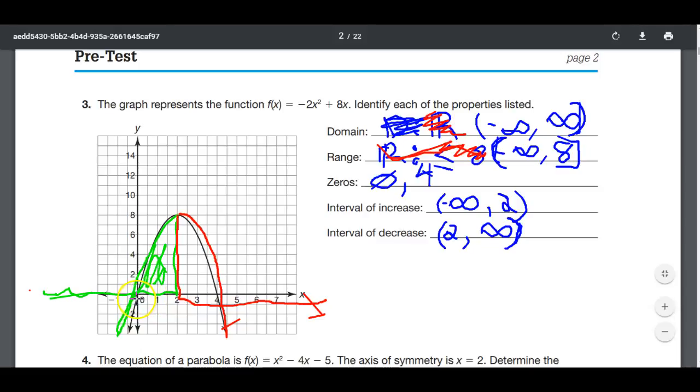The zeros were at 0 and positive 4. Those were the two places, the two inputs, 0 and positive 4, that if we put it in, the output of the function will be 0. The interval of the increase from negative infinity increases all the way till we get to positive 2. The interval of decrease starts at 2, but does not include 2. Everything bigger than 2 all the way out to infinity. And that is our proper notation for that. Okay.